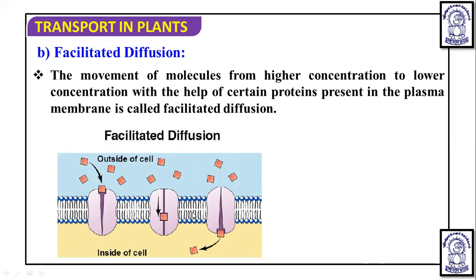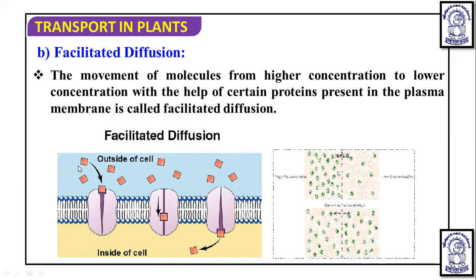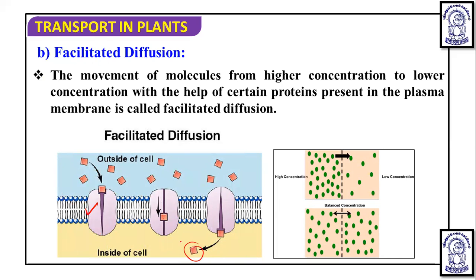So substances are outside the cell in higher concentration, and inside the cell there is less concentration. So from the higher concentration, they are moving through these proteins like this. They are bonding with the protein, and the protein shows a conformational change, and the substance will be released inside. Like this, through the protein it occurs. So it is known as facilitated diffusion.